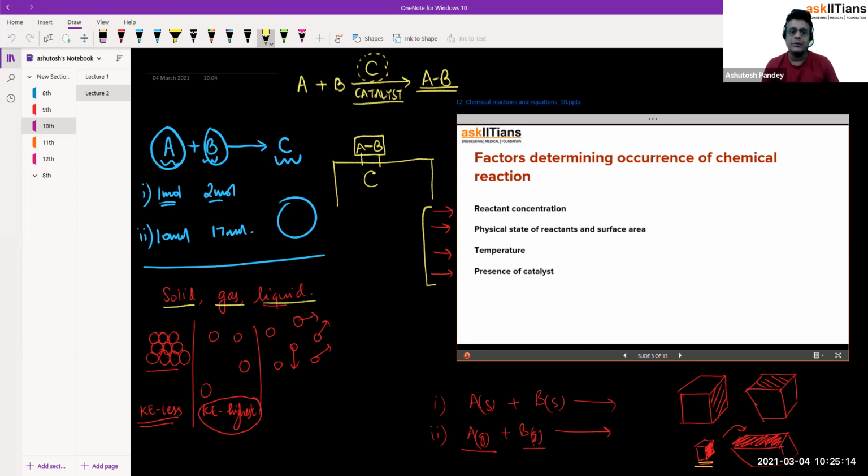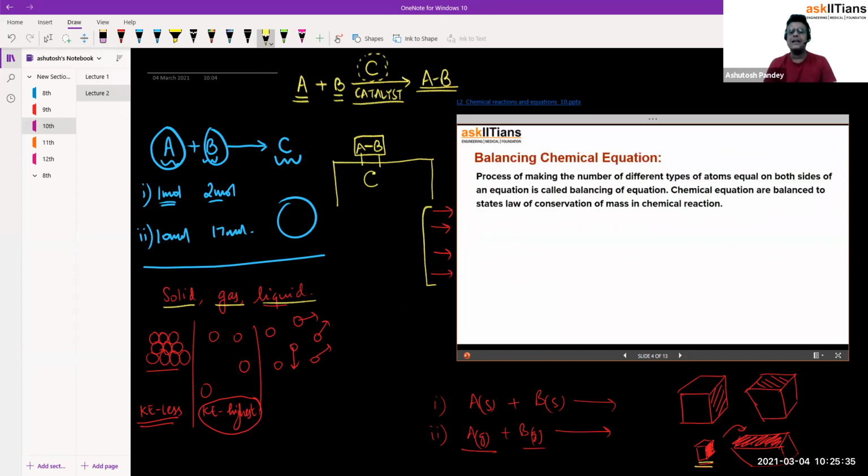Now, presence of catalyst, we also learned this: A and B are not comfortable interacting with each other, but in the presence of C, they are. They're going to interact with each other to form the product, and that's how we'll say that a chemical reaction has happened. Clear? Now moving to the next slide, balancing of chemical reactions.